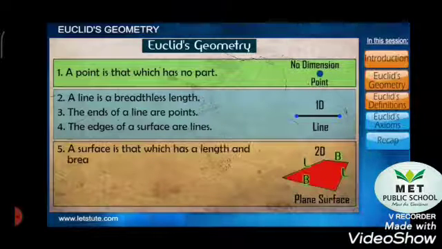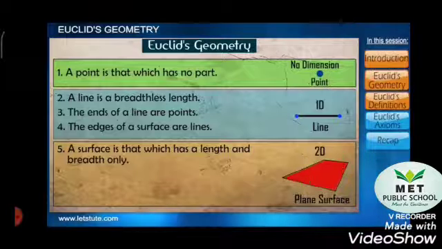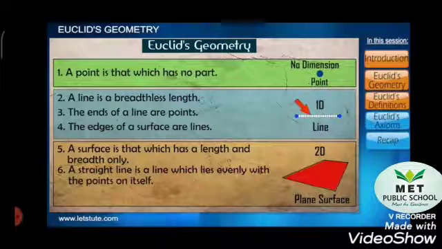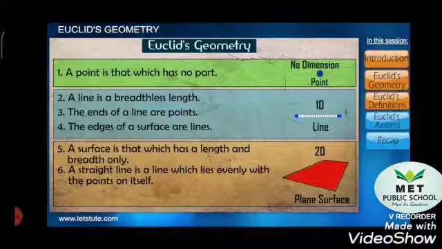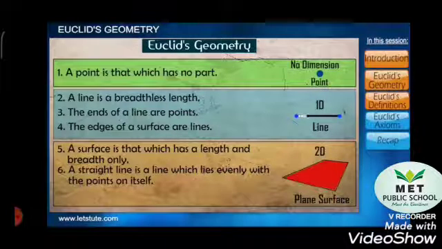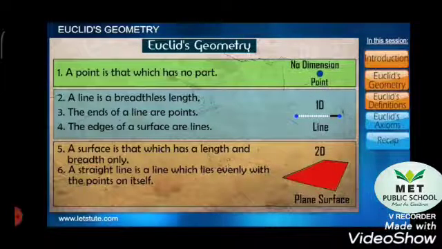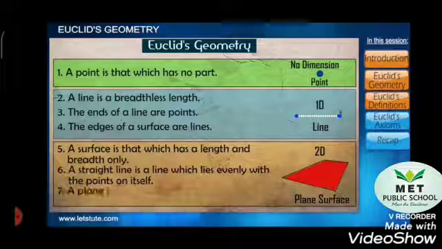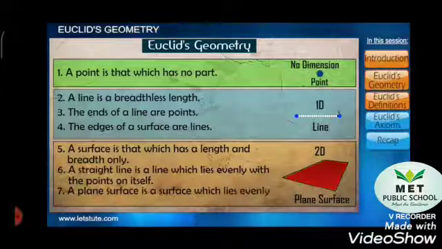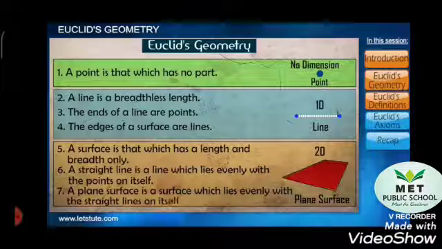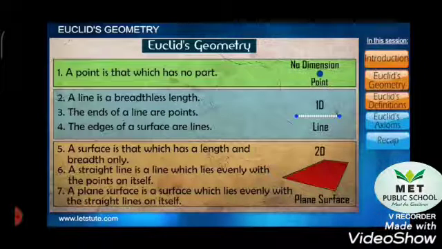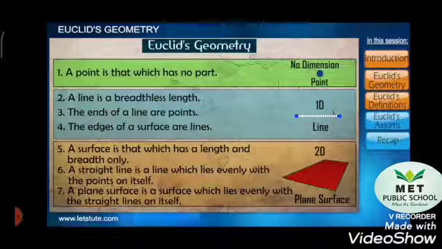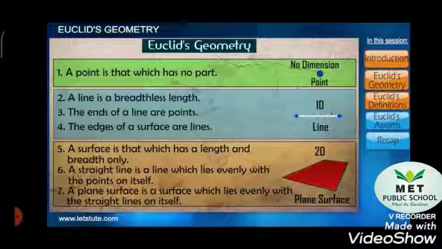A surface is that which has length and breadth, both are available in the surface. A straight line is a line which lies evenly with the points on itself. A plane surface is a surface which lies evenly with the straight lines on itself. A line consists of points within itself and a surface consists of lines within itself.